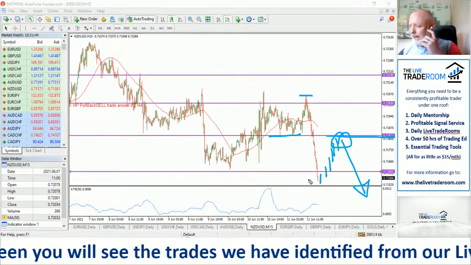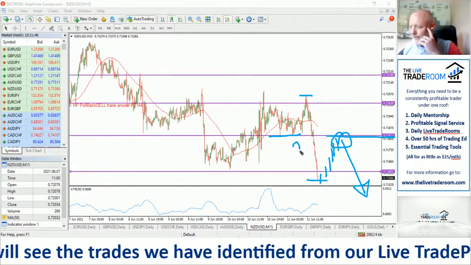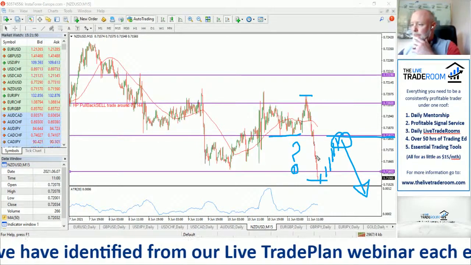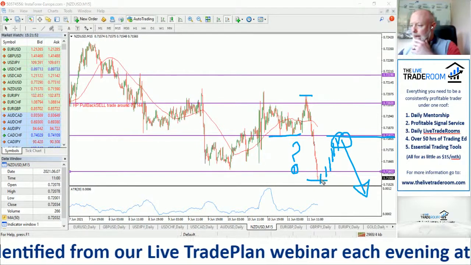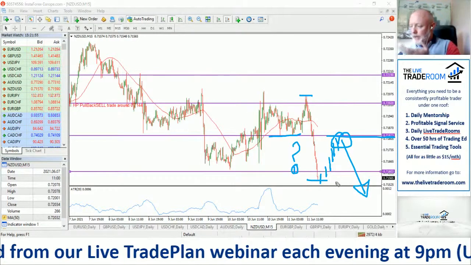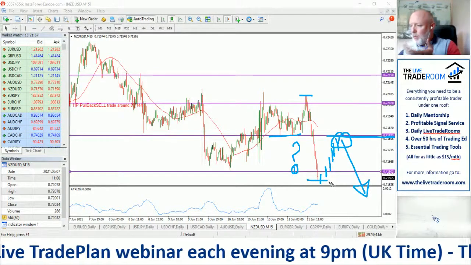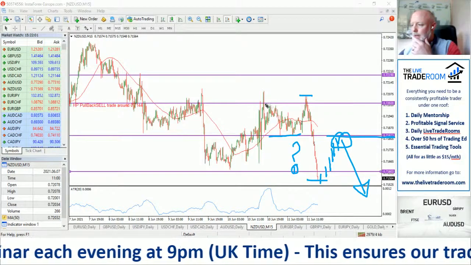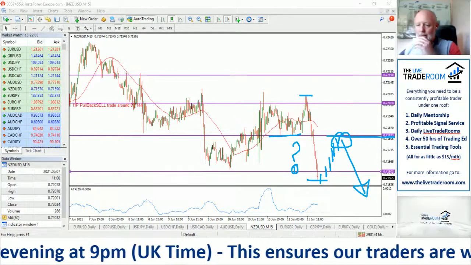This move here, generally speaking, is really poor quality price action, and it is more of a toss of a coin in terms of what happens from here. And what we like to do is make decisions around support and resistance.